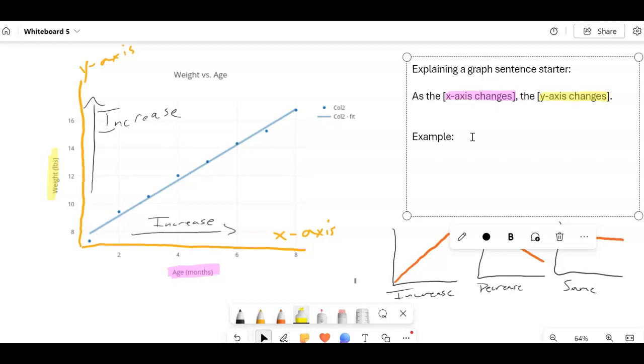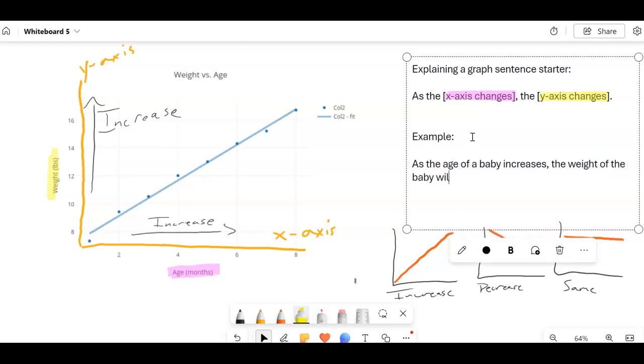All right. What do we got? As the, let's see, the x-axis is the age. Age of a baby increases. And I'm going to add baby in there because the age in months, 2, 4, 6, 8, that's baby, right? As the age of a baby increases. So I'm adding a little bit of detail in there that's not on the graph. That helps the viewer. As the age of a baby increases, the weight of the baby will increase.